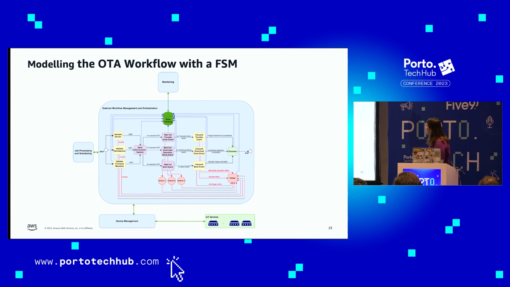And now, this is what the state machine for the over-the-air firmware update to the device looks like. Again, here's the start of the state machine. You have three states that can execute in parallel here. The first state is validating the device. Does this device exist? Do we know about it? Is the device online? Is the device connected? Can we communicate with it?